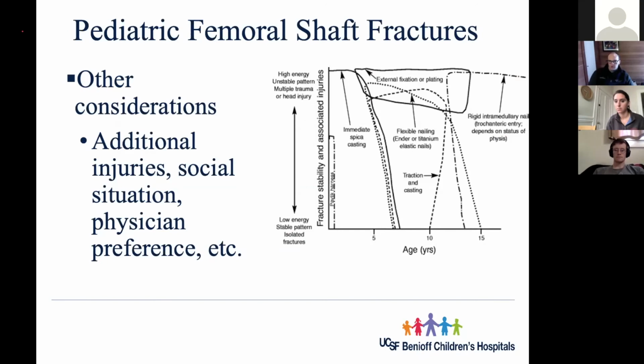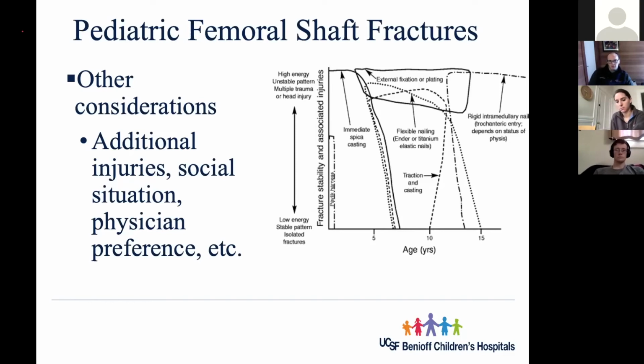So not all 3-year-olds can sit there in a spica cast, which sometimes will prevent kids from going to preschool, prevent kids from going to school. So we do have to think about and really talk with families about what treatment options are available. And sometimes the short-term risk of doing a flexible nail is better than putting a child into a spica cast, even though the spica cast leaves no hardware, leaves no scars and so forth.